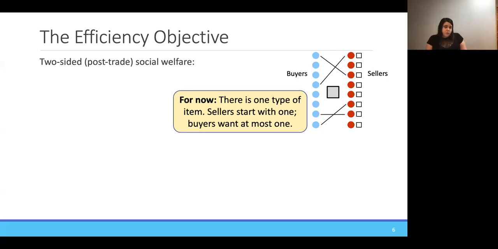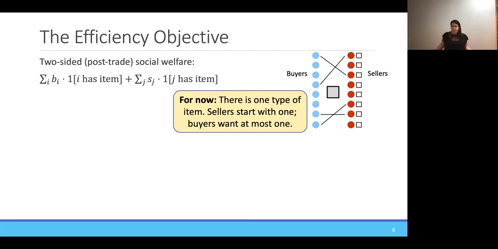One objective could be social welfare. So what is social welfare in the two-sided market? Well, welfare or post-trade welfare is just the sum of the values of who gets the item after the trade. So if the buyer winds up with the item after this allocation, we count their value. If the seller doesn't sell their item and they keep the item, we count their value, okay?